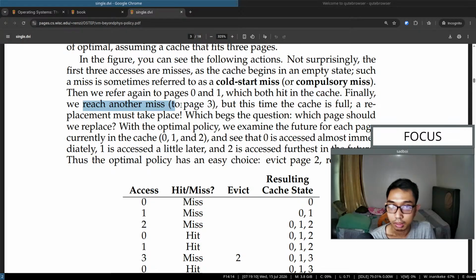Finally, we reach another miss to page 3, but this time the cache is full. So we are only accessing 0 and 1, and we are not accessing the 2 here.